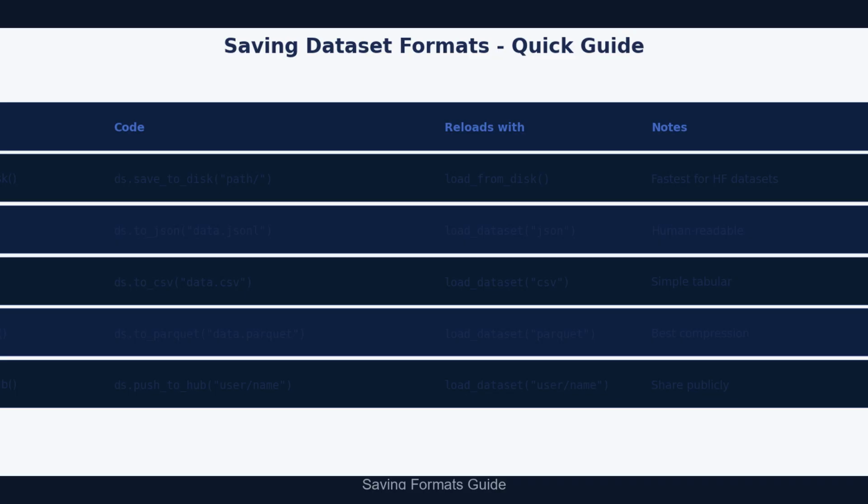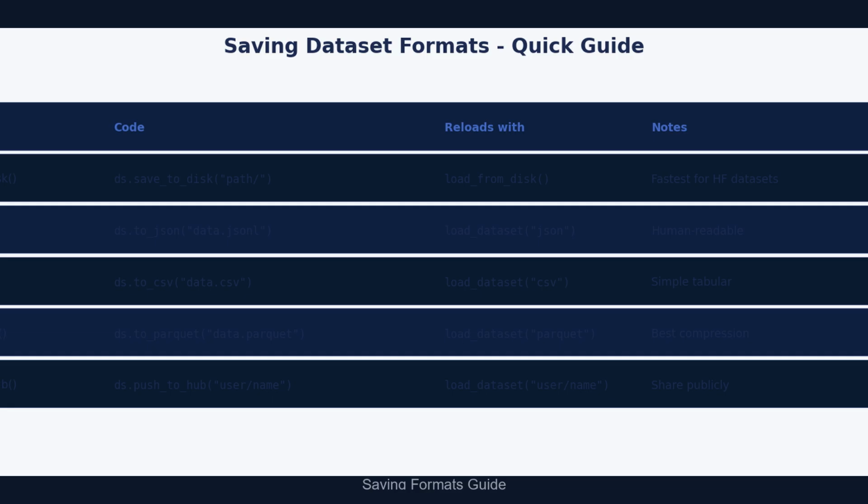This reference table summarizes the 5 save methods and when to use each. save_to_disk is fastest for Hugging Face datasets and preserves all metadata. Use it when you reload in Python. to_json produces human readable JSON-L. Use it for sharing and for training pipelines that expect text files.